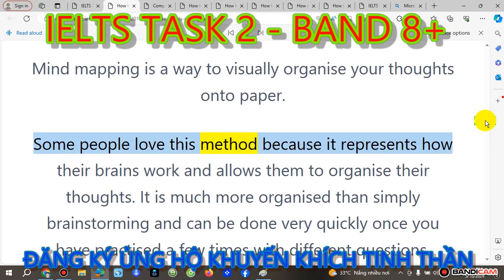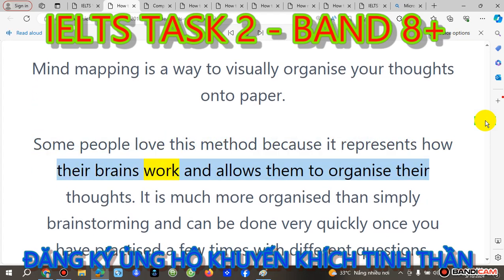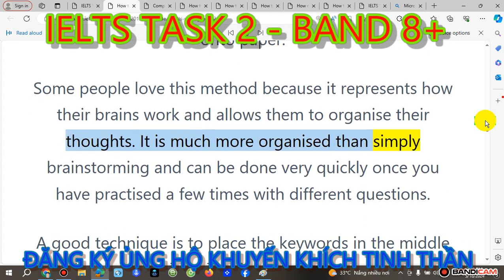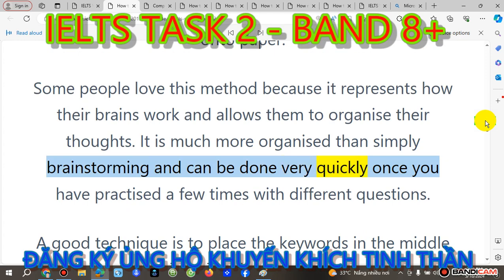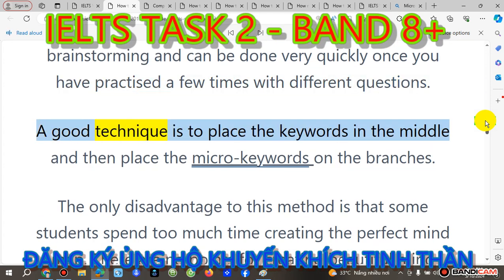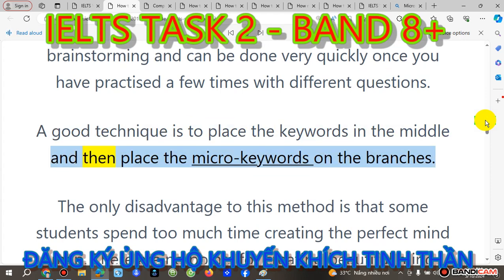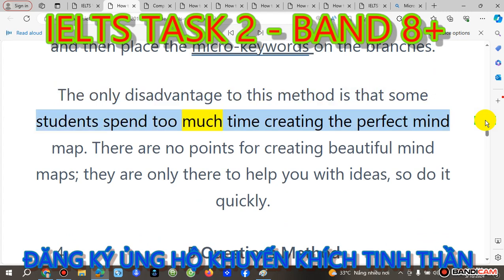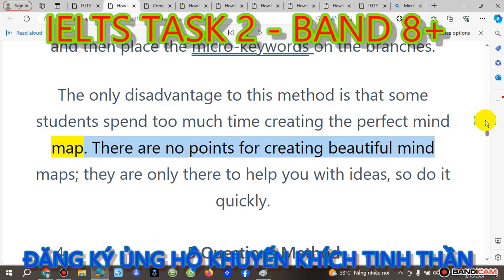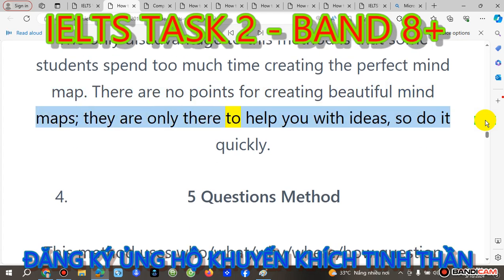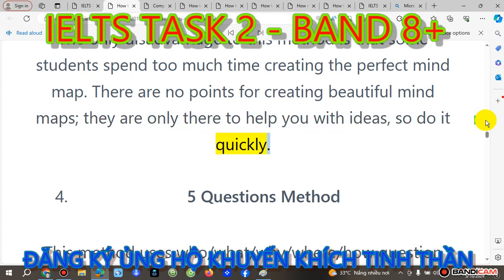Some people love this method because it represents how their brains work and allows them to organize their thoughts. It is much more organized than simply brainstorming and can be done very quickly once you have practiced a few times with different questions. A good technique is to place the keywords in the middle and then place the micro keywords on the branches. The only disadvantage to this method is that some students spend too much time creating the perfect mind map. There are no points for creating beautiful mind maps, they are only there to help you with ideas, so do it quickly.